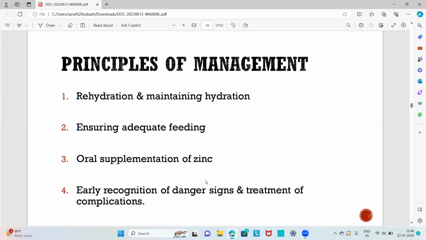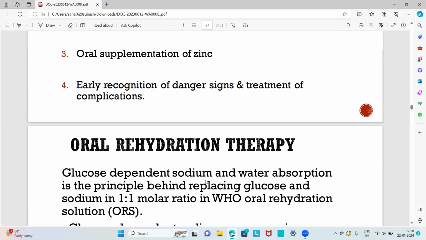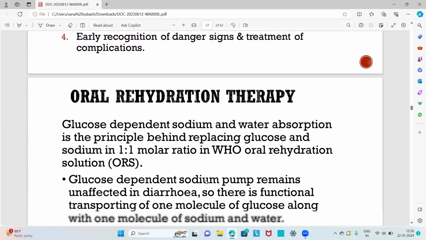The principles of management include, first, rehydration and maintaining hydration. That is rehydration, which means water or fluid is lost, we have to rehydrate for that, and also maintain the hydration. Then ensuring adequate feeding, we do not have to stop the feeding. We ensure adequate feeding and oral supplementation of zinc, and also early recognition of danger signs and treatment of complications. So these are the principles of management: first is rehydration and maintaining of hydration, then ensuring adequate feeding, then oral supplementation of zinc, and early recognition of danger signs and treatment of the complication. These are the principles of management of acute diarrheal disease.